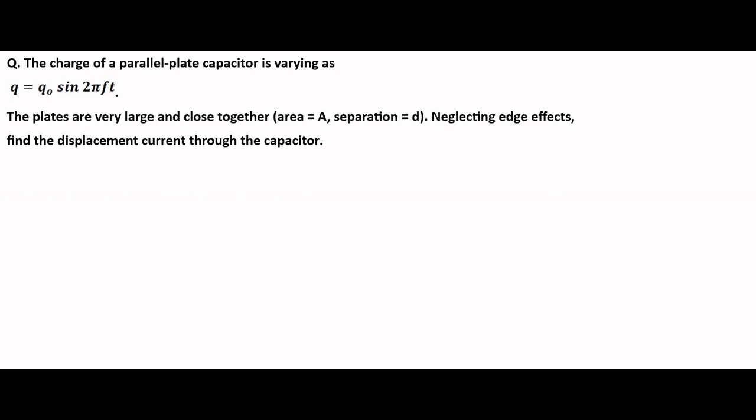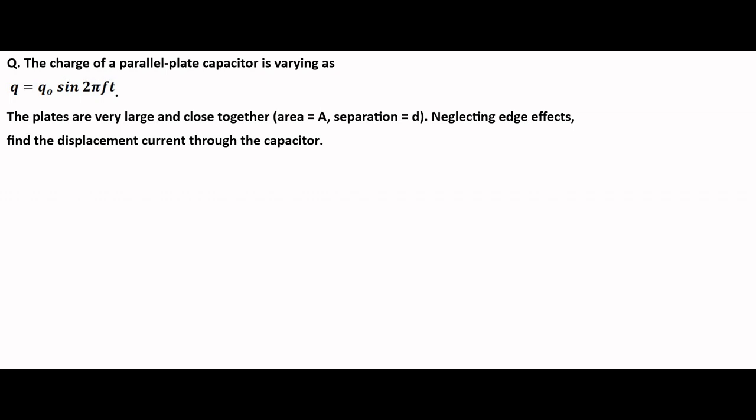So here is another question on displacement current. It is given that the charge of a parallel plate capacitor is varying as Q = Q0 sin 2πft. The plates of the parallel plate capacitor are very large and close together, with overlapping area A and separation D. Neglecting the edge effects, we have to find the displacement current.